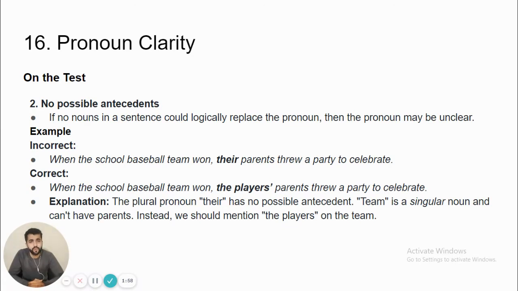Number two, no possible antecedents. If no nouns in a sentence could logically replace the pronoun, then the pronoun may be unclear. So an incorrect sentence would be: when the school baseball team won, their parents threw a party to celebrate. Now, "their" means it's replacing a plural noun. So, if you look at it, the school baseball team doesn't have parents. The school baseball team's players have parents. So, the correct version would read: when the school baseball team won, the players' parents threw a party to celebrate.